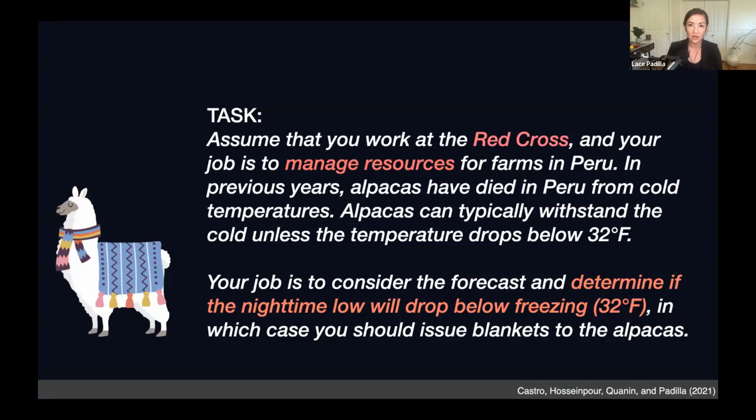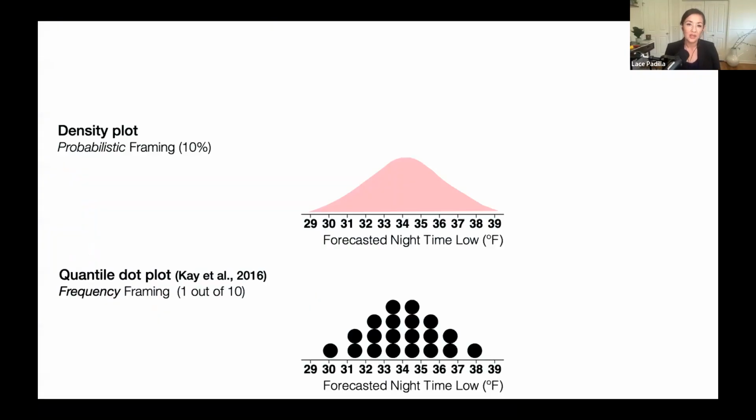Now I want to think about how people might do this with these two types of distributional visualizations. And the task, just to boil it down, is: what is the probability that the temperature will be 32 degrees or lower? If we try to do that task with a density plot on top, what we would do is find 32 degrees and mentally calculate the integral under the curve.